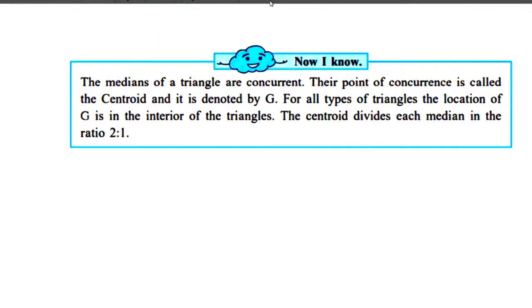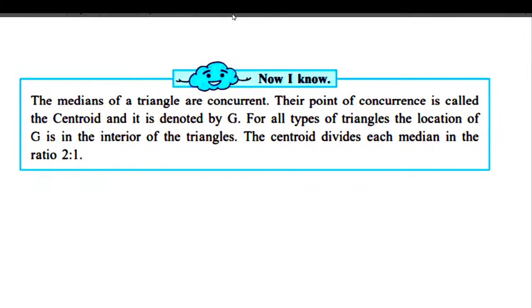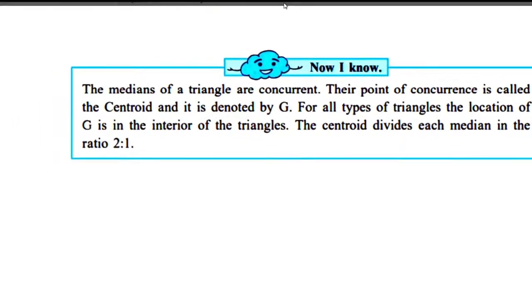Also, the medians of a triangle are concurrent. Their point of concurrence is called the centroid and it is denoted by letter G. For all types of triangle, the location of centroid, that means G, is in the interior of the triangle. The centroid divides each median in the ratio 2:1.